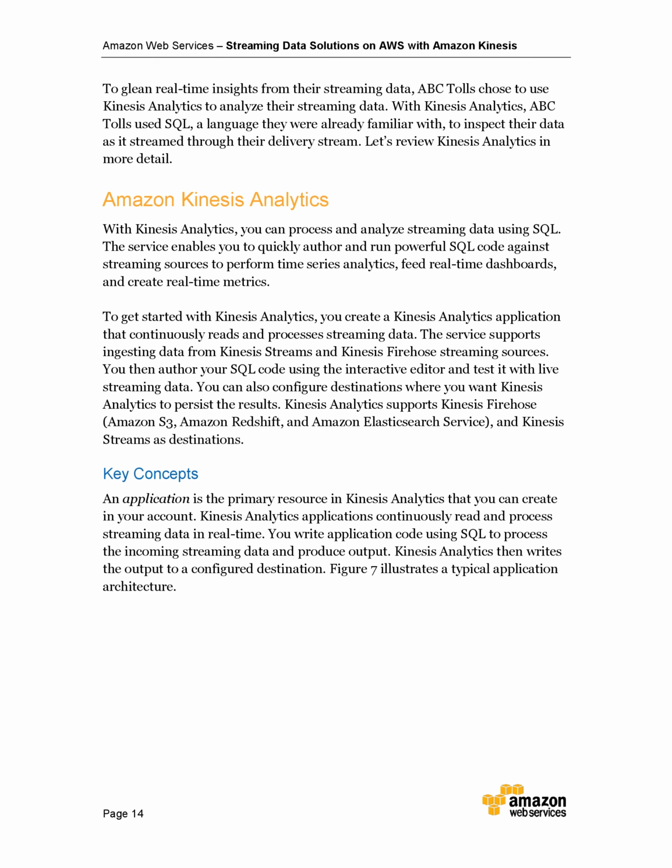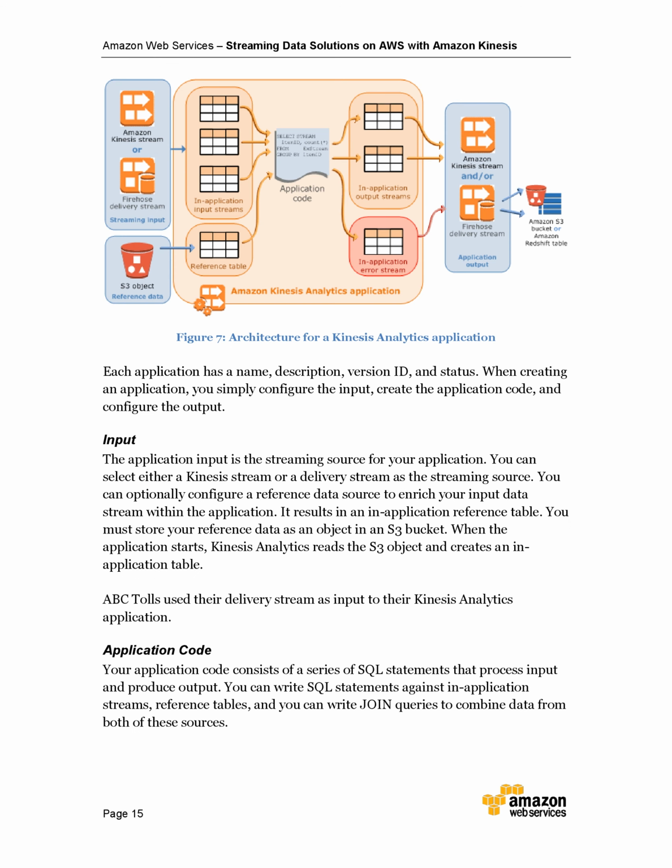Key concepts. An application is the primary resource in Kinesis Analytics that you can create in your account. Kinesis Analytics applications continuously read and process streaming data in real time. You write application code using SQL to process the incoming streaming data and produce output. Kinesis Analytics then writes the output to a configured destination. Figure 7 illustrates a typical application architecture. Each application has a name, description, version ID, and status. When creating an application, you simply configure the input, create the application code, and configure the output.